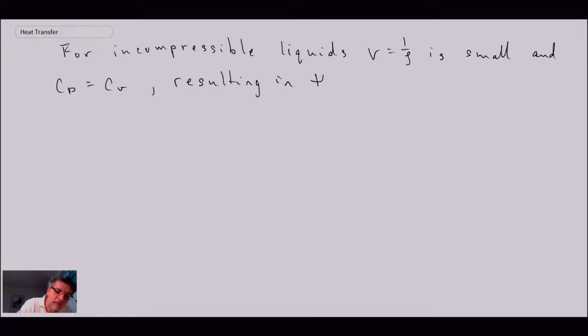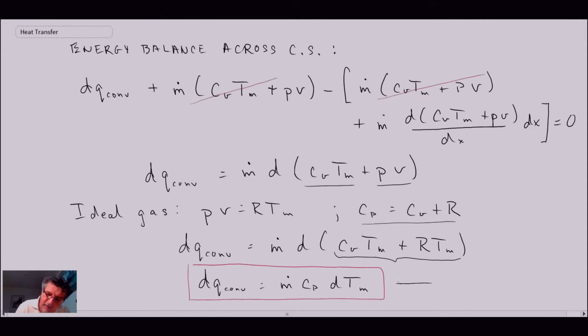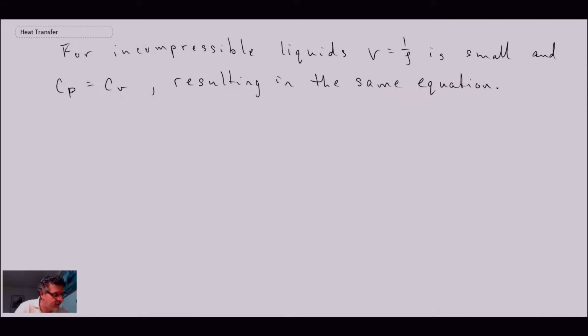Now, if we're dealing with a liquid, what this is saying is that the specific volume of a liquid is very small. And for a liquid, Cp is equal to Cv, and consequently we would result in the same equation for a liquid. So although we made the assumption of the ideal gas, equally we could have gone through for a liquid and come up with the same. So that means that this expression here applies for both a liquid and a gas, which is good because that's what we'll be using it for.